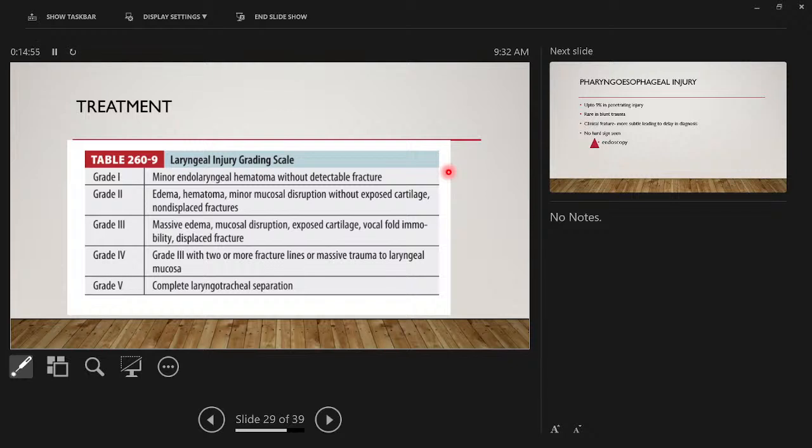The treatment of laryngeal injuries is also based on the grade. Grade 1 is minor endolaryngeal hematoma without detectable fractures. Grade 2 is edema, hematoma, minor mucosal disruption without exposed cartilage, non-displaced fracture. Grade 3 is massive edema, mucosal disruption, exposed cartilage, vocal fold immobility, and displaced fracture. Grade 4 is grade 3 with two or more fractures or massive trauma to the laryngeal mucosa. Grade 5 is complete laryngotracheal separation.